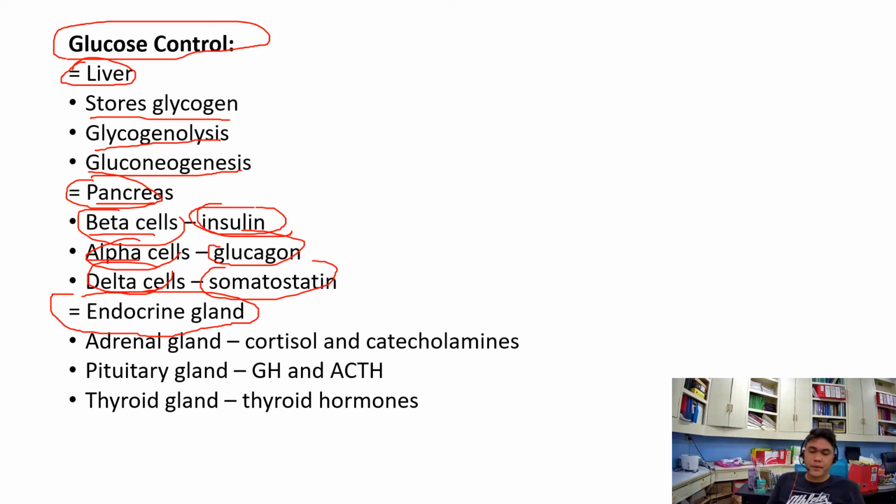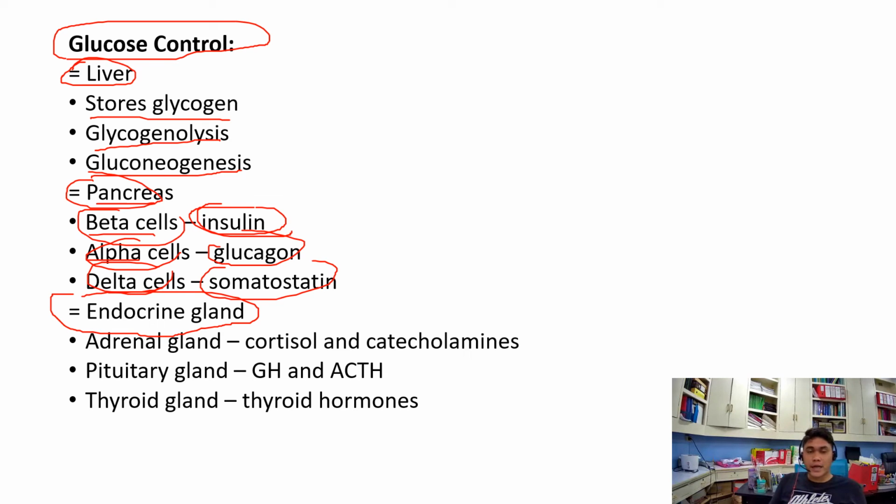For glucagon, it's usually released during stress and fasting state. The primary stimulus for the secretion of glucagon is a decrease in glucose concentration, or during fasting. The action of glucagon is that it promotes glycogenolysis, the breakdown of glycogen to glucose. So the effect of glucagon is an increase in glucose, right? Because it promotes the breakdown of glycogen to glucose.